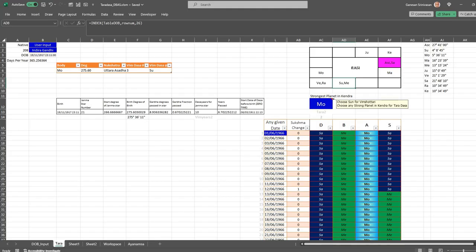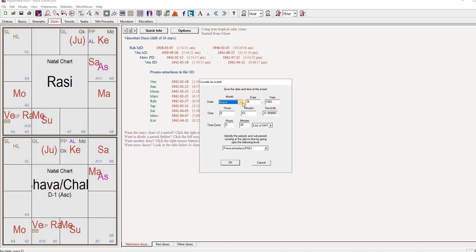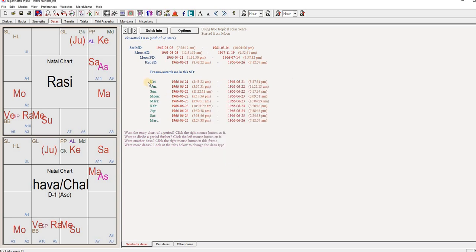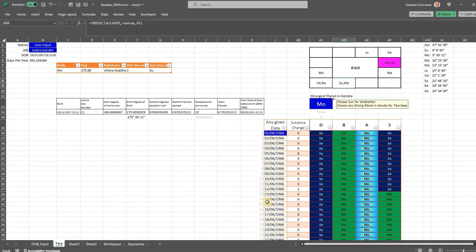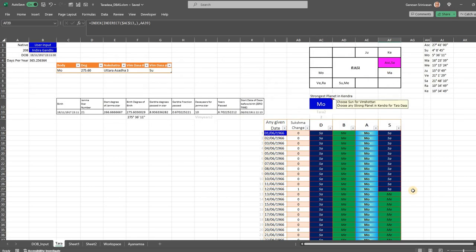Let us check if it also matches here. I'll put the same date when she became PM, 24th of June 1966. So Saturn, Mercury, Moon, Ketu exactly comes, what we are getting also here. Saturn, Mercury, Moon, Ketu. So that works out correctly for our PM.